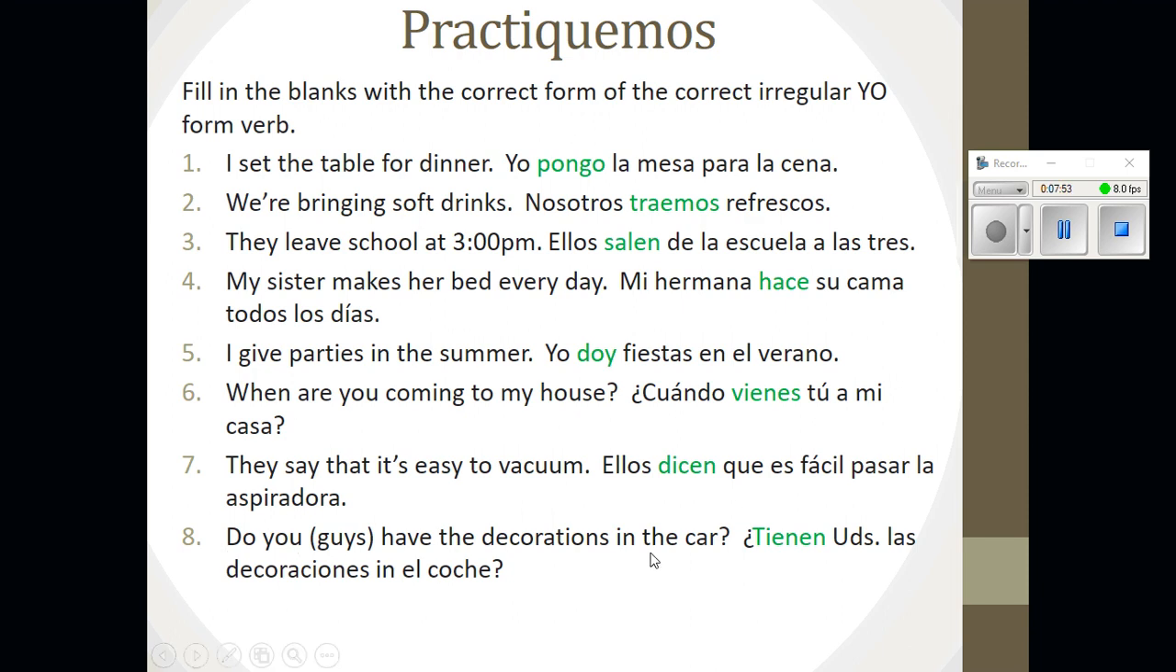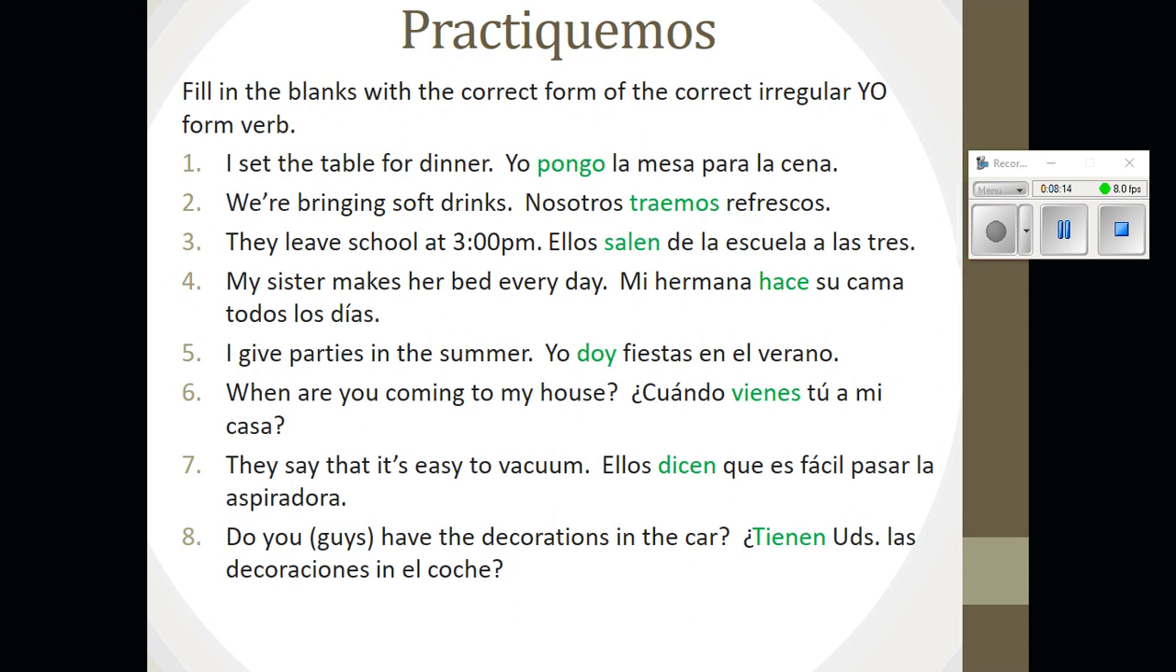8. Do you guys have the decorations in the car? Remember, you guys is the subject, ustedes. Okay, it's not the yo form, so we have to follow the normal rules of conjugation. Okay, it's an E to IE stem changer, tener, and we would drop the ending and put back the correct one for ustedes. ¿Tienen ustedes las decoraciones en el coche?